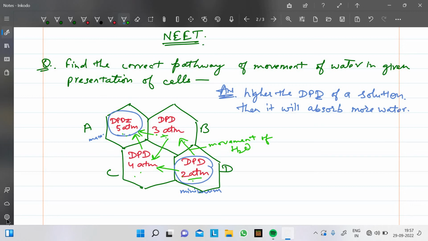Clear? Clear? What will be the direction? If I will represent it with a flow chart.